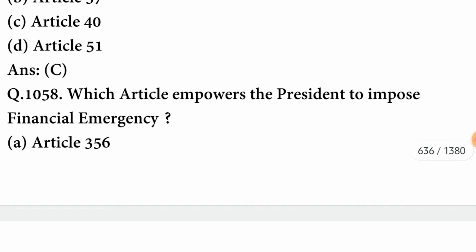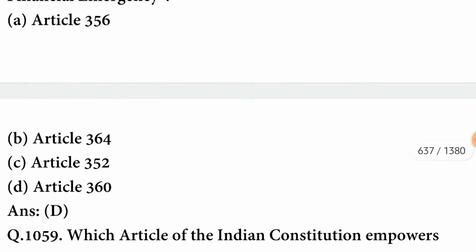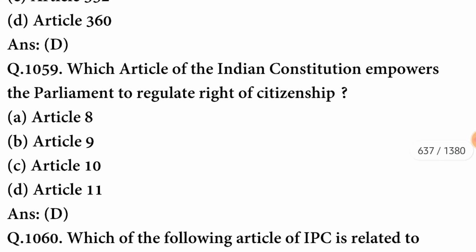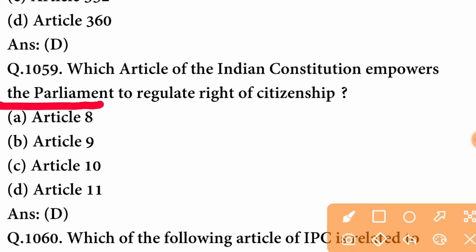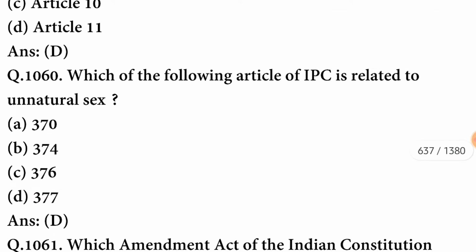Which article empowers the President to impose financial emergency? The article is Article 360. Which article of Indian Constitution empowers the Parliament to regulate right of citizenship? The article is Article 11.